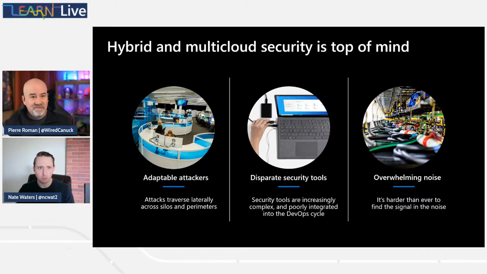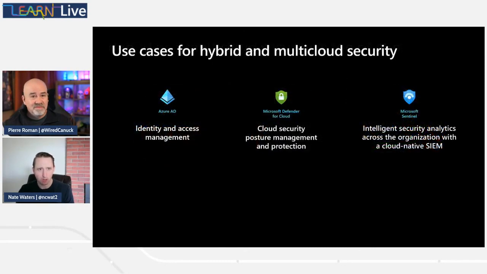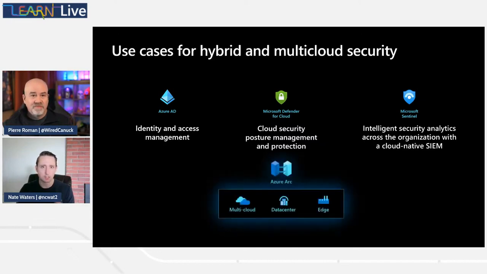And so that's why having a simple, secure tool and provider for your hybrid and multi-cloud is really important. There are three scenarios that we hear a lot from customers: we need security for our hybrid identity, for our cloud posture management and protection, and for our analytics. And this is where Azure Arc can come in. You can bring the best tools from Microsoft, like Microsoft Defender for Cloud or Microsoft Sentinel, into your hybrid, data center, edge, and multi-cloud environments, and get a really comprehensive set of security. So, Pierre, do you want to, or go ahead?